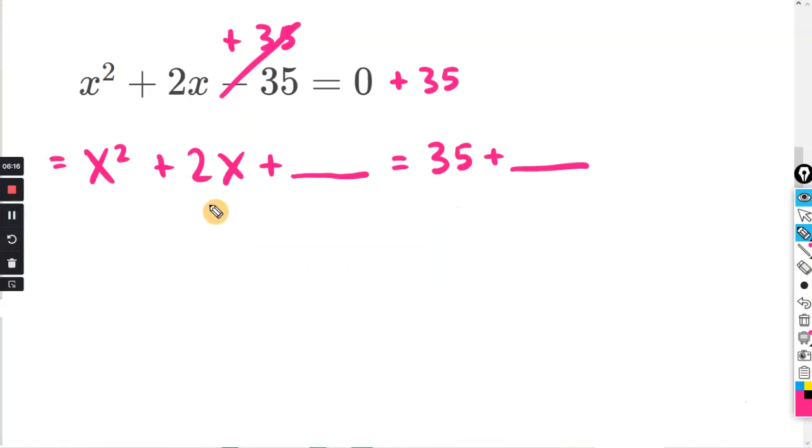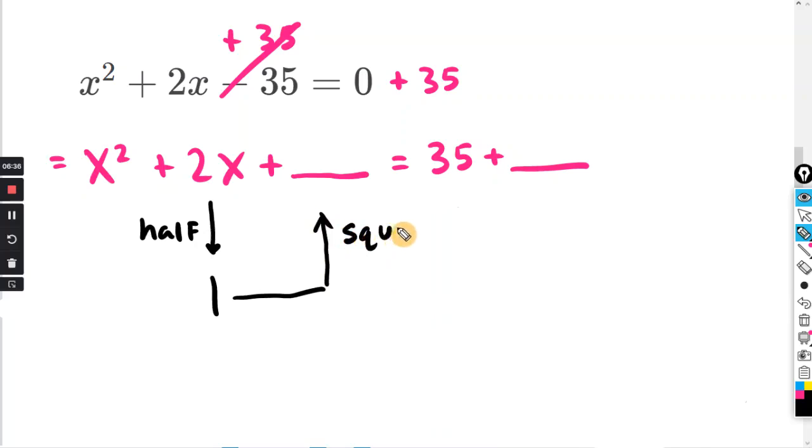Just like last time, you look at the term with x. I'll do it in a different color. You want to take half. Half of positive 2 is just positive 1. Then you want to square it. Positive 1 squared, well, 1 times 1 is just 1. If we add a plus 1 on this side of the equal sign, we have to do plus 1 on the other side as well. Remember, you do the same thing to both sides of the equal sign.